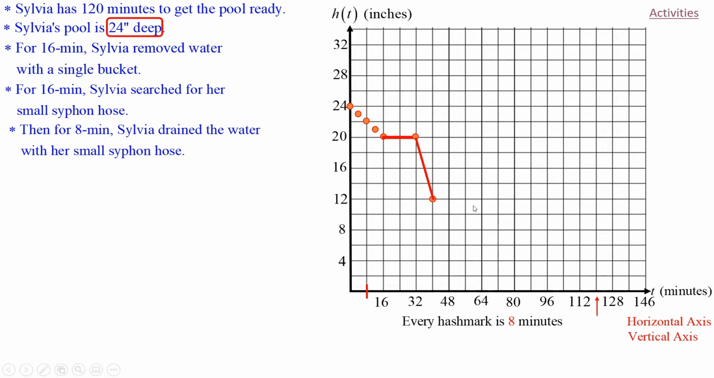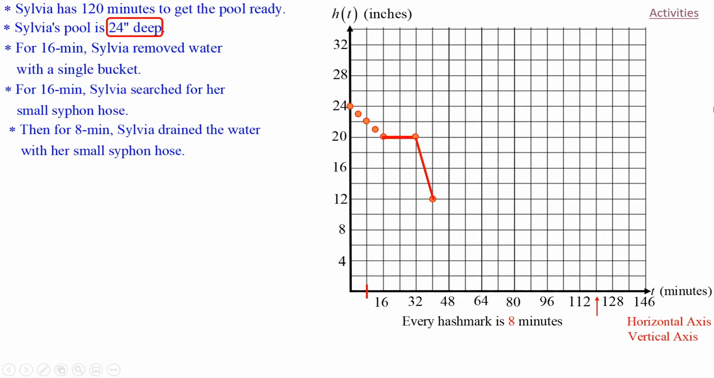Now notice something. For the first 16 minutes when Sylvia was emptying the pool 1 bucket at a time, do you see how the graph is discrete? And then when Sylvia is searching for and setting up the siphon hose, the function is constant and continuous, 20 inches. And then when the pool begins to drain with the siphon hose, this is continuous. Water is flowing out of the pool, and water flows at a continuous rate. All right, so that's it. Have we accounted for everything so far?